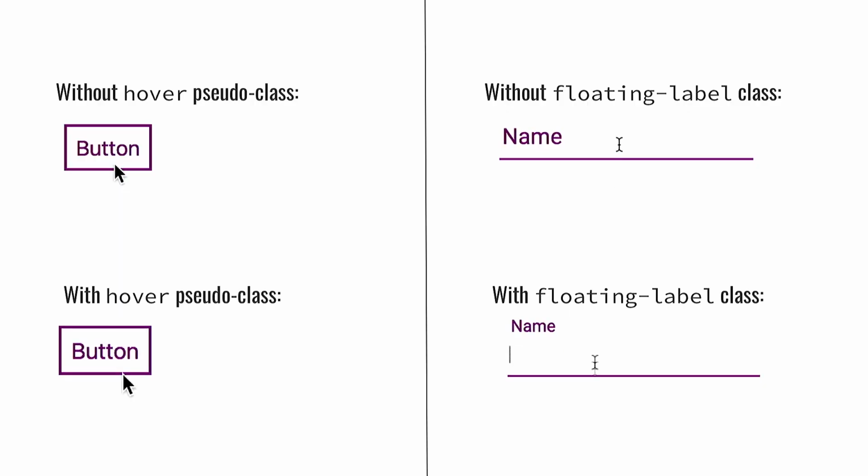OK, so what we want is a class that we can style similar to how we styled the hover and focus pseudo classes for our button. But there's no pseudo class that's like your input is focused right now and your label should be floating. So we're going to make up that class ourselves, and then we'll add it to the text field element using JavaScript when the input is focused, and then remove it from the text field when the input is blurred. So we're essentially doing all the work of a pseudo class ourselves in JavaScript.